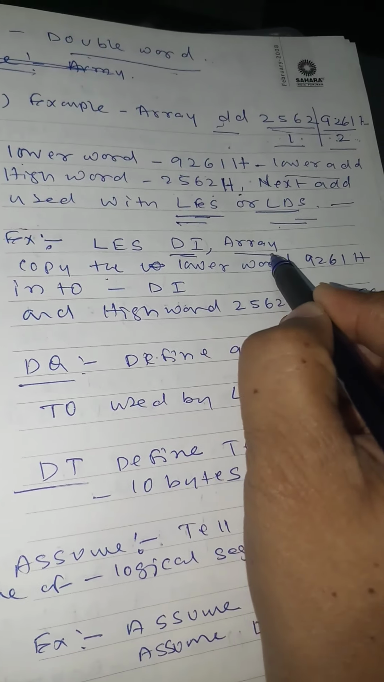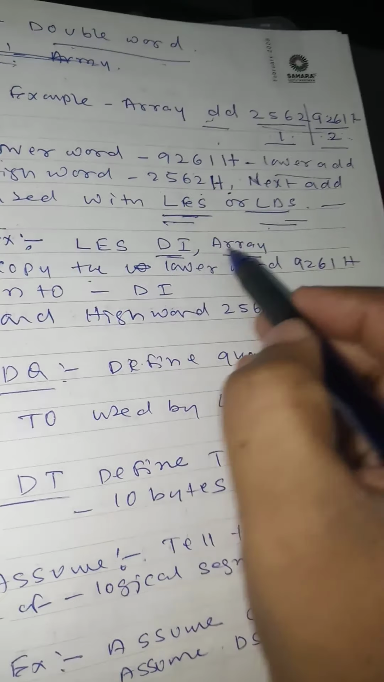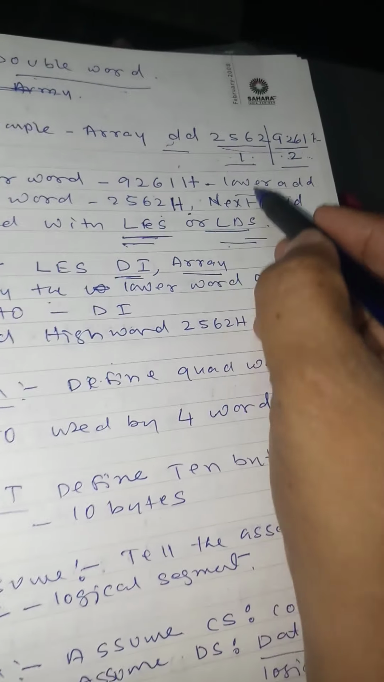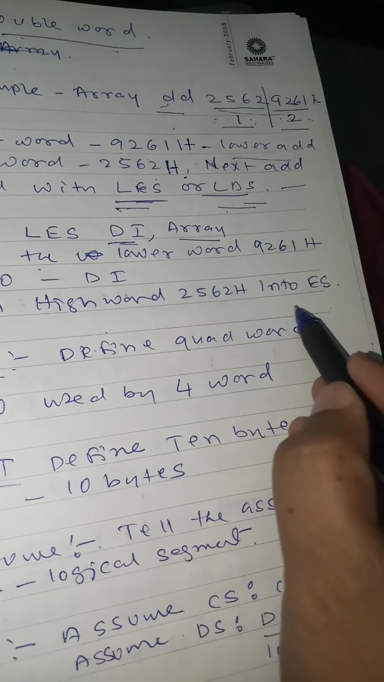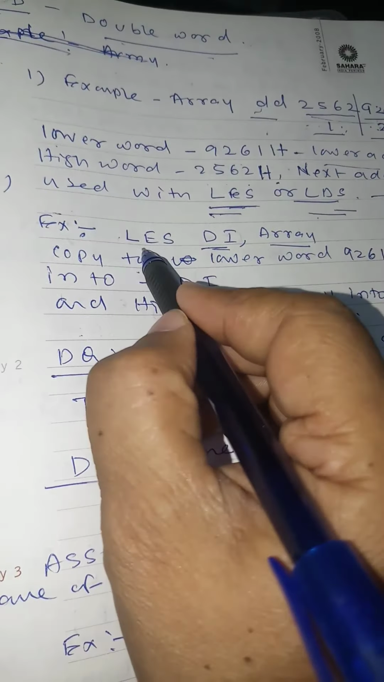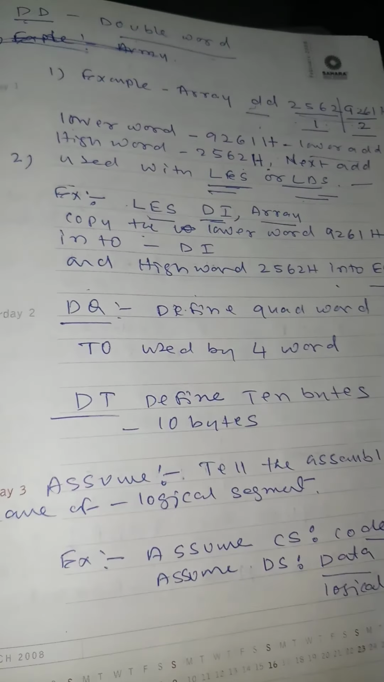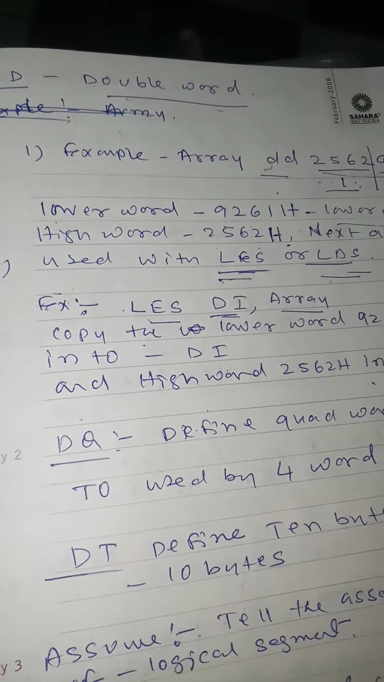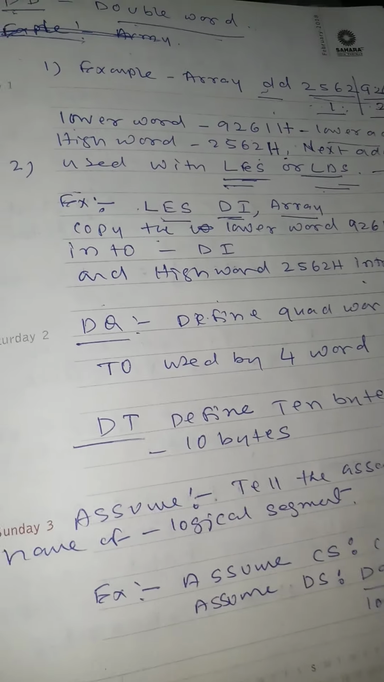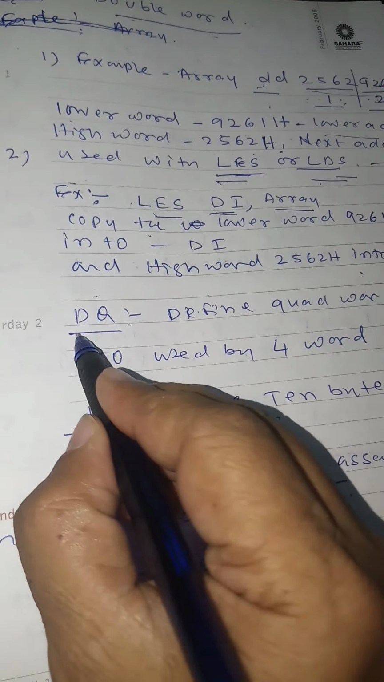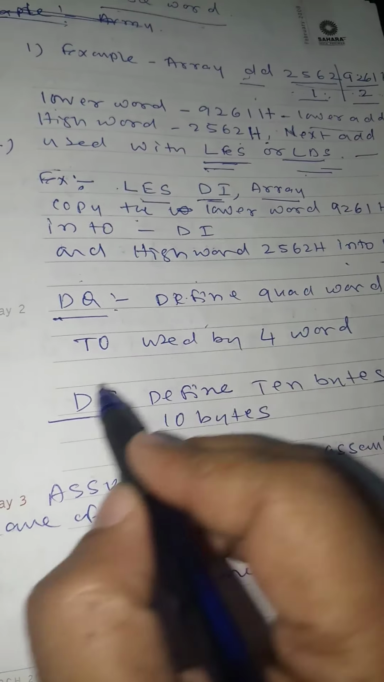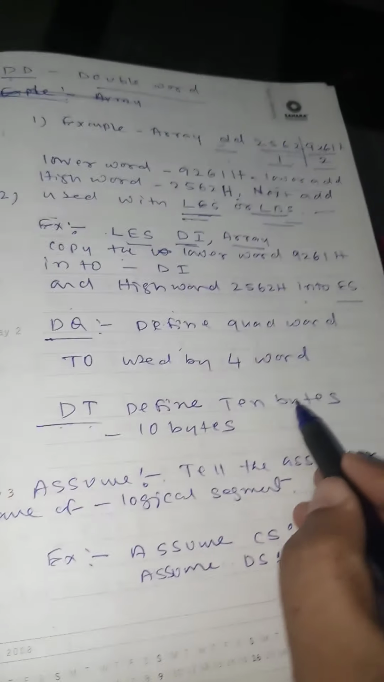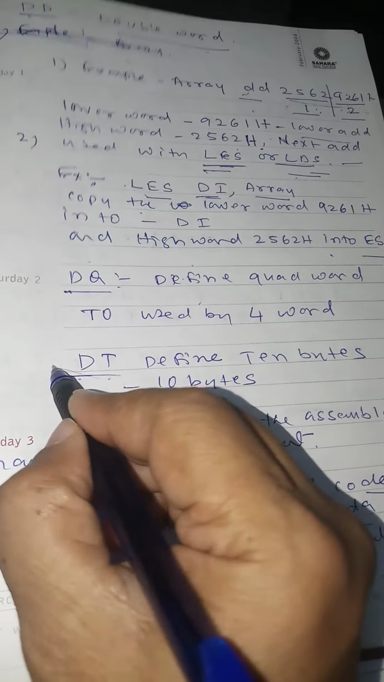So array lower has to be copied or moved to the DI, and higher 2562 has to be moved to the ES, the extra segment. So that is the meaning of this. One of the assembler directives is called DD, and here is the example. We have many directives, like DQ, define quad word, and DT, define 10 bytes. If you want to define 10 bytes, we have to use DT.